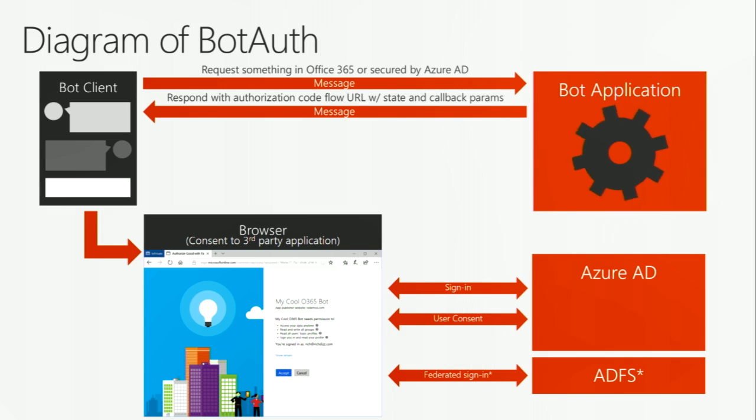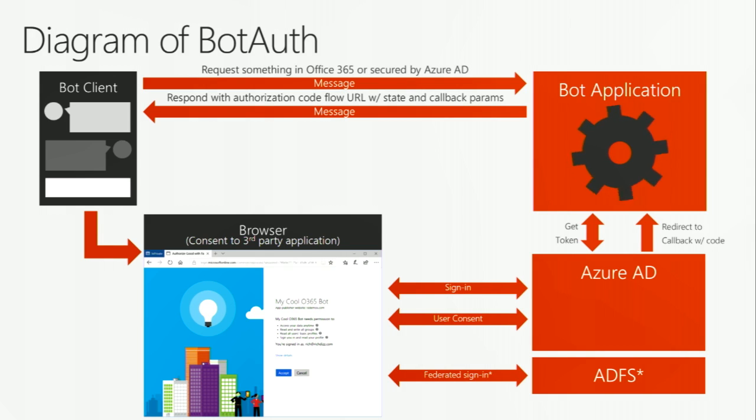Once the user consents, Azure Active Directory redirects them to the callback URL that you provided back in step 2. When you provide that authorization code URL, it includes a callback parameter, so we say, go to this redirect. BotAuth takes that, gets the authorization code that comes in it, and says, I don't have an access token yet. Let me go get an actual access token.